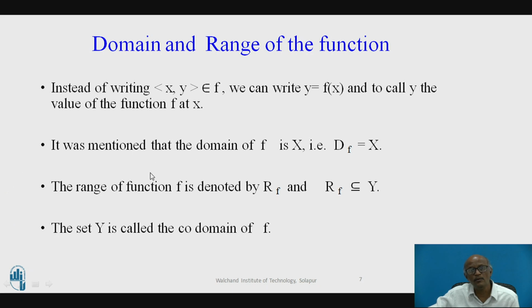The domain of the function is denoted by capital D, with the name of the function as subscript, is equal to set x, or maybe a subset of x. The range of the function is denoted by capital R, with the name of the function as subscript; here it is f, R of f. It can be a subset of y or it can be equal to y, and y is also called the codomain of the function f.